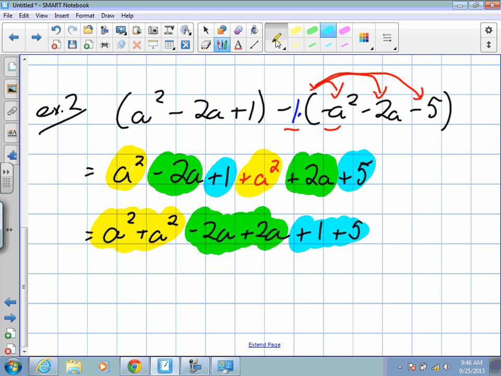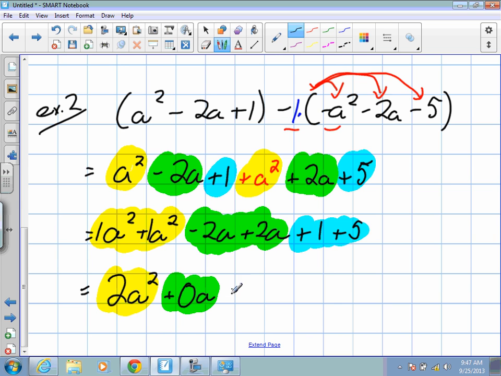Now, in this question, what coefficient is in front of both of these a squareds? 1. There's technically a 1 in front of both of them. So really, the question is asking, what is 1 plus 1? 2. And then what do we attach to the end of it? A squared. So we've simplified the yellow. It's now only one term. Okay. And our other one, what is negative 2 plus positive 2? 0. So I can add or subtract 0. It doesn't make a difference. Okay. So I'm going to say 0a. That's the simplified version of our greens. And what is 1 plus 5? 6.